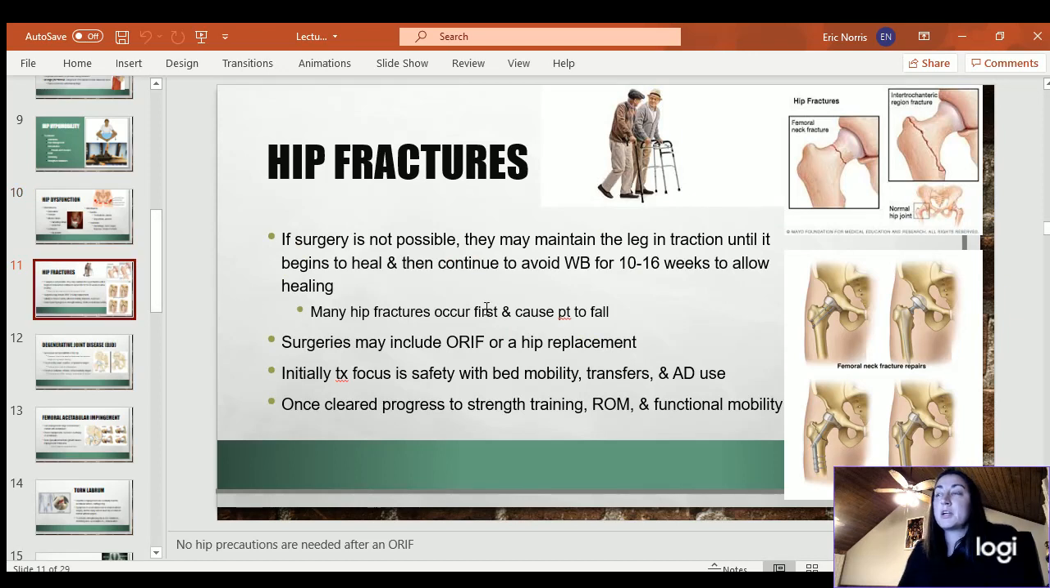Okay, so now we're going to go into a more specific diagnosis. So with hip fractures, and this is really common, especially in our older population, especially the females, because of osteoporosis being more common among females.